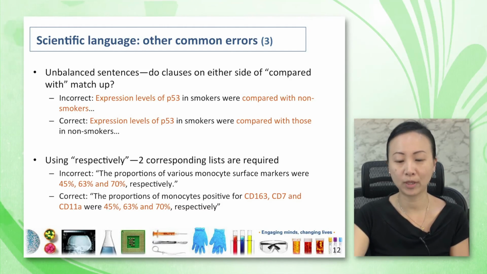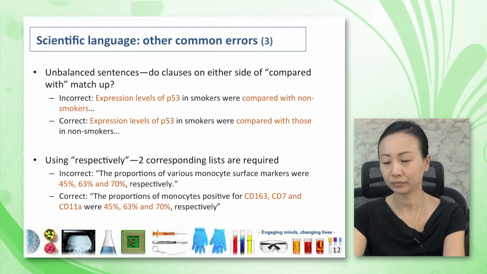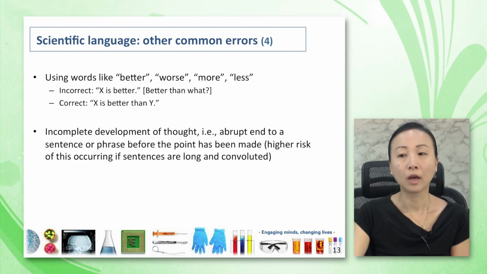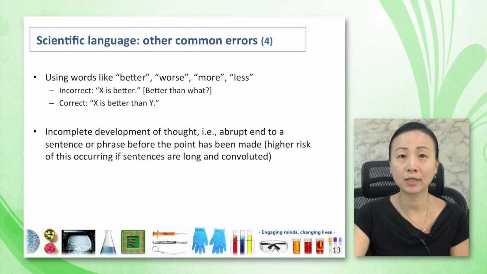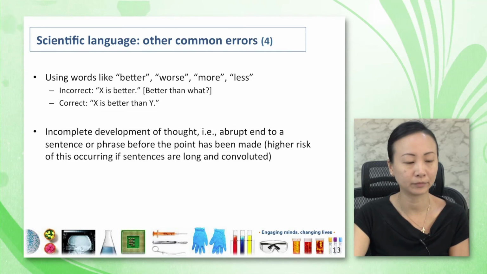Another very common error we see is the incorrect use of the word respectively. Two corresponding lists with the same number of items in both lists are required. So, the use of respectively in this sentence is incorrect, while its use in this sentence is correct. If you use words like better, worse, more or less, which is used to compare one thing to another thing, then you must make sure that you write out your thought in full again, so that readers do not have to guess what you are comparing.